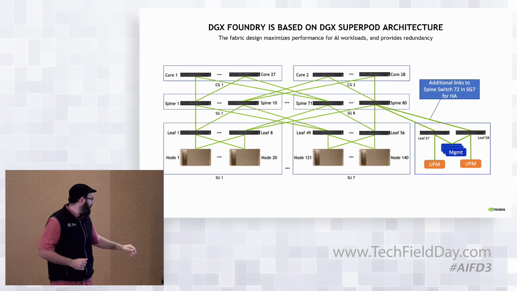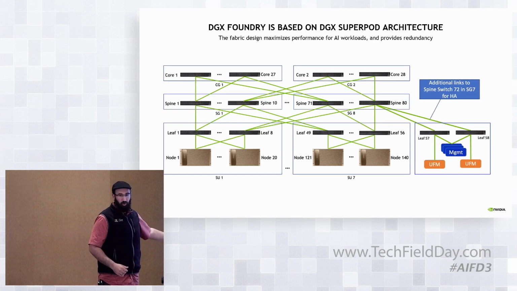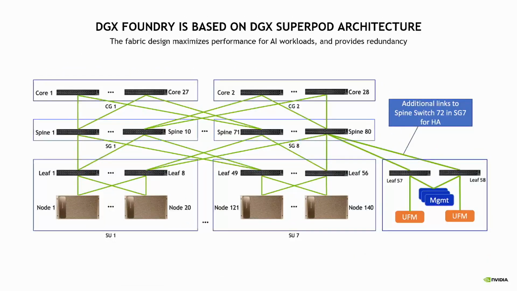Each SU has 20 nodes in it, and that's connected to an IB spine switch for the compute. Then we have 7 of these SUs connected from the spine switches to the core switches, and each of these has 20 nodes. So we're able to get consistent performance within an SU and near consistent performance across SUs using this topology.